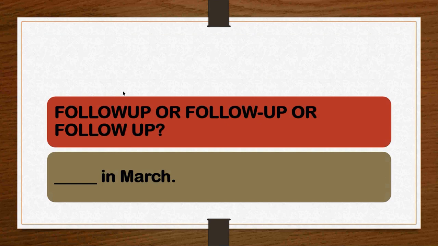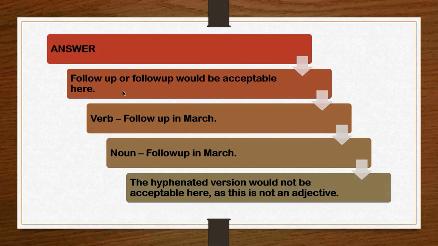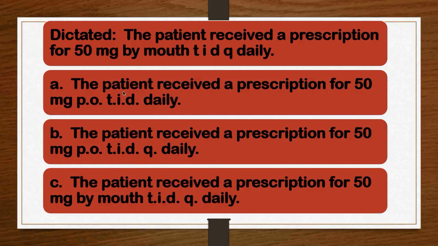Follow-up in March. Which one is correct? This is kind of a trick question because this is one of those rare instances where it would be either a verb or, exactly, calcium can be both, or a noun. Think about the noun as an appointment in March, or go ahead and have an action to follow up in March. The hyphenated version would not be correct here because it could not be used as an adjective.